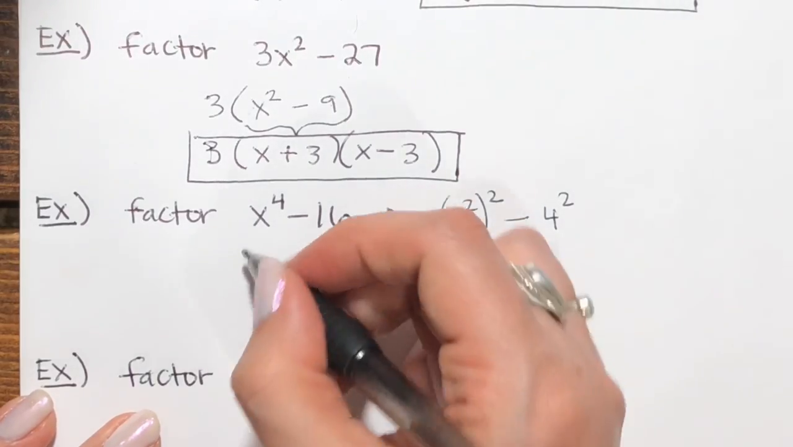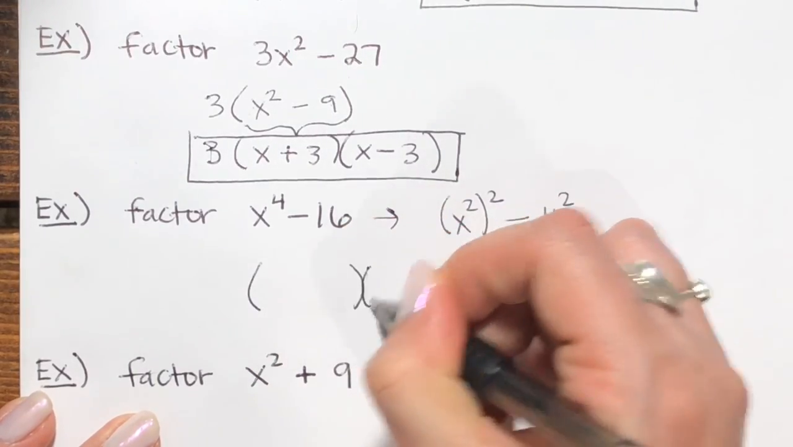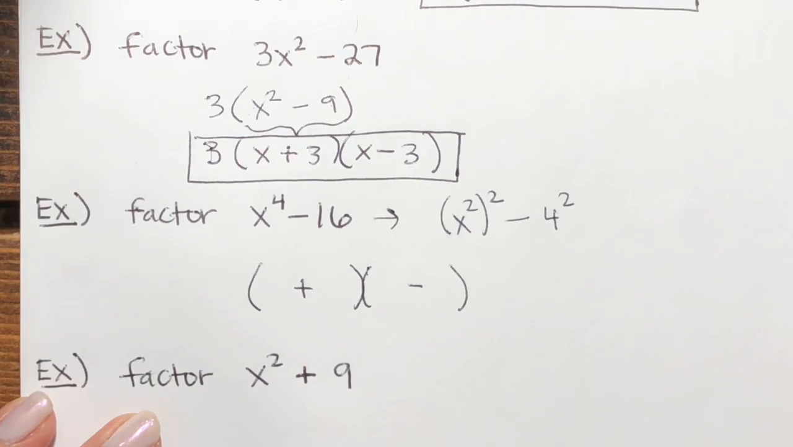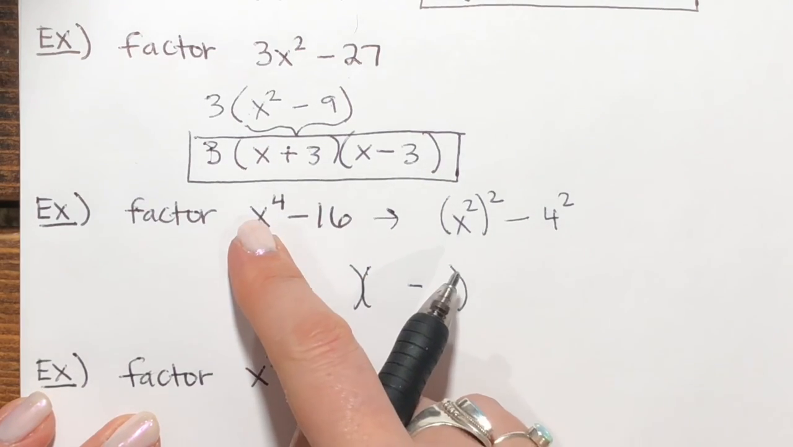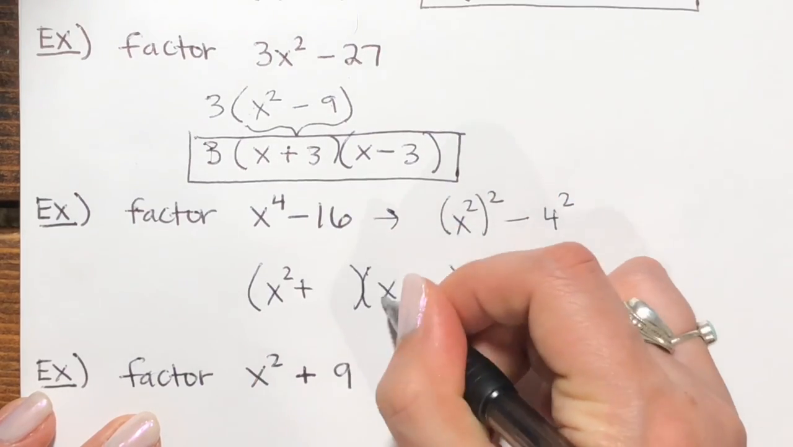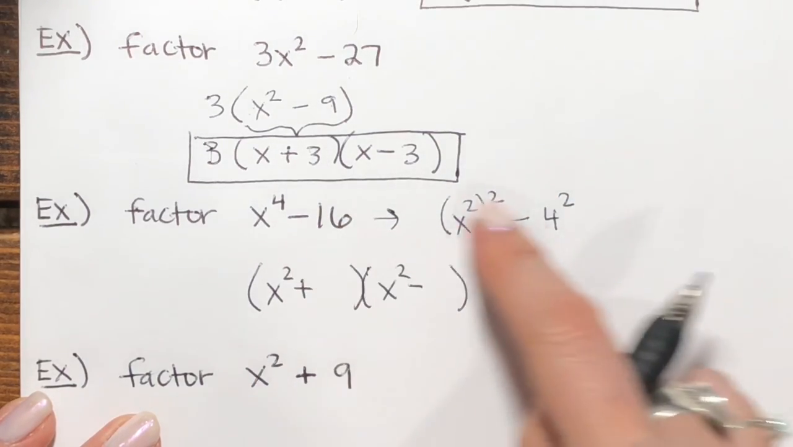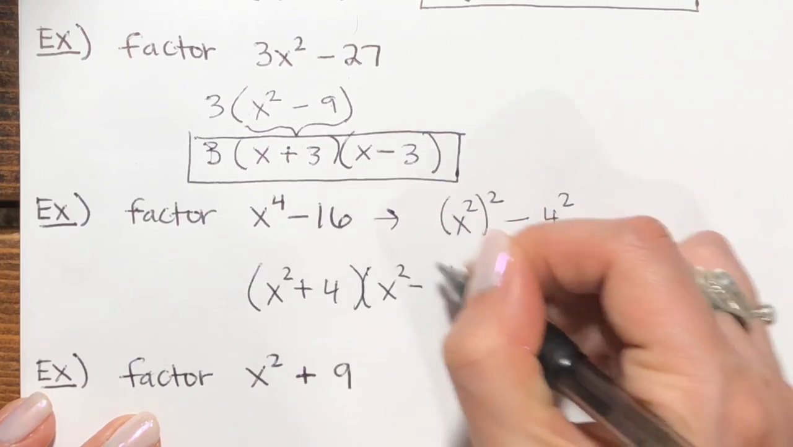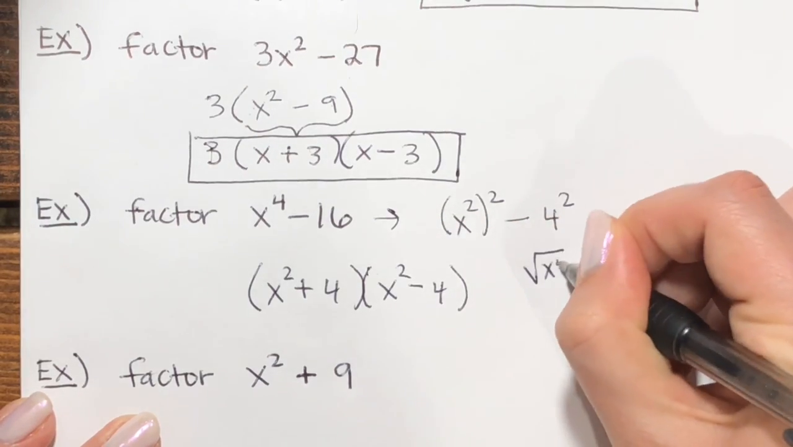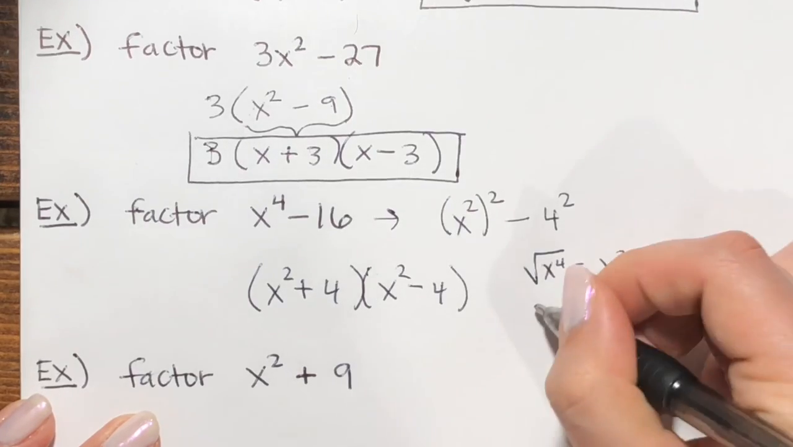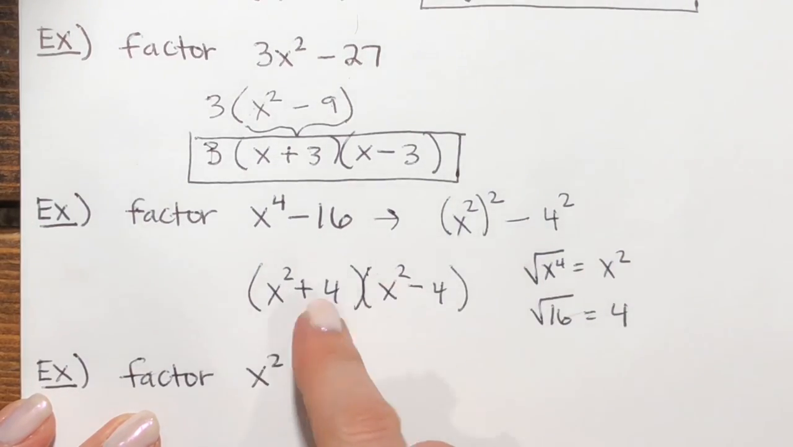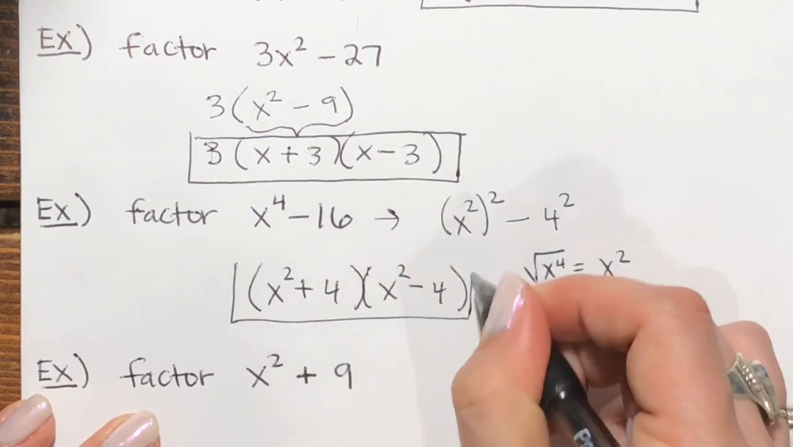So when I factor it, since I have that difference of squares, I can do my little shortcut with the plus and minus. The square root of x to the 4th is x squared. That's going to go on the inside, on the front. And then the square root of 16 is 4. And I can write that out to the side as well. So the square root of x to the 4th is x squared, and the square root of 16 is 4. So those are going in the front and the back, and then you're done.